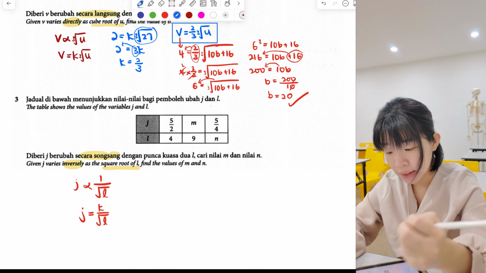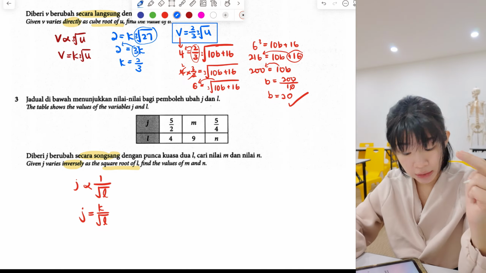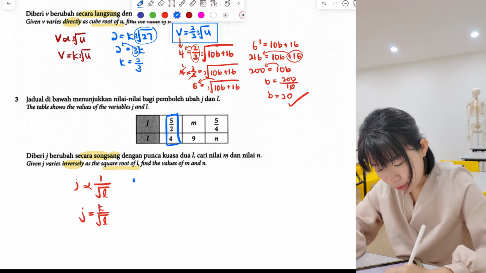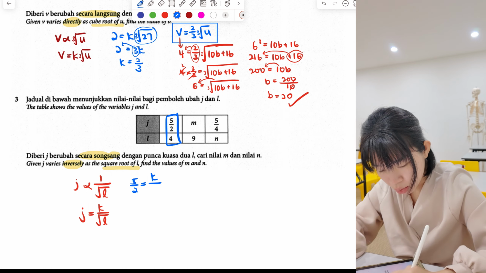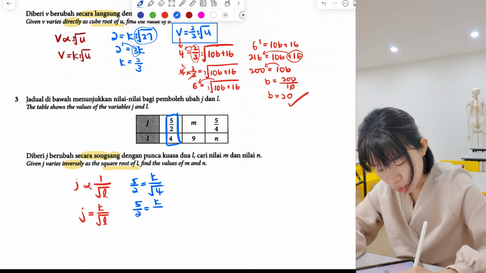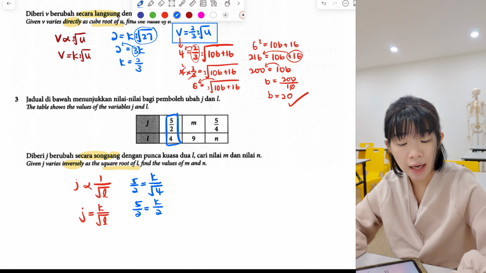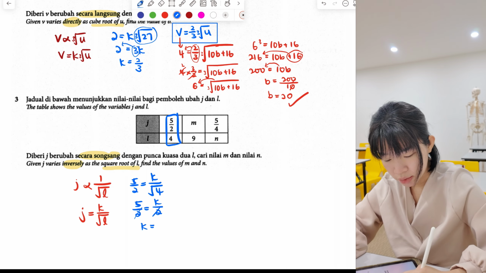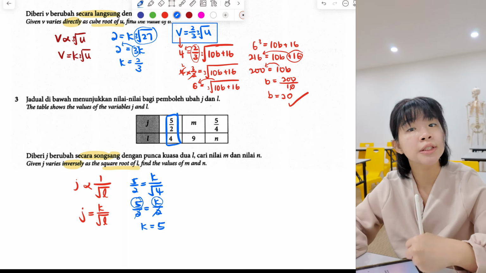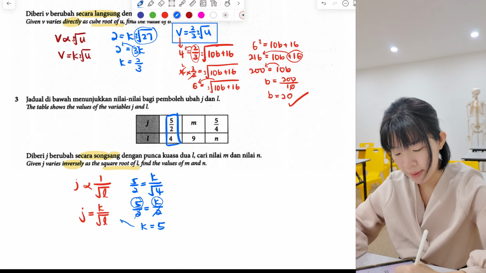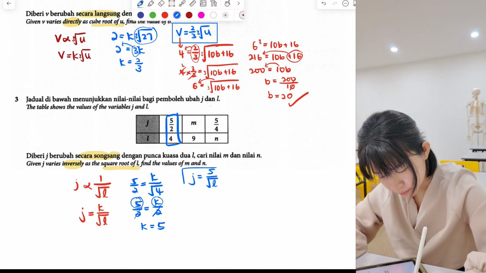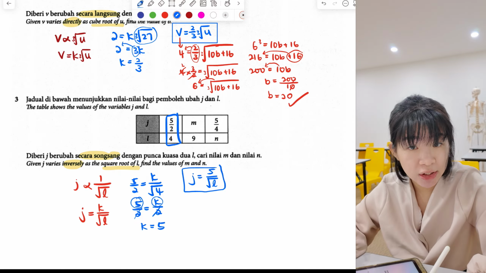Okay, we need to find K first. So choose the complete set of information, sub it, and find K. We use the first one where we got J and L together. J is 5 over 2 equals K, don't know, over square root L, L is 4. 5 over 2 equals K over square root 4, which is 2. So at the end, K is how much? 2K equals 5, so K equals 5. Now once we got K, we sub it back and write a complete equation: J equals 5 over square root L. Now we're going to use this to find M and N.